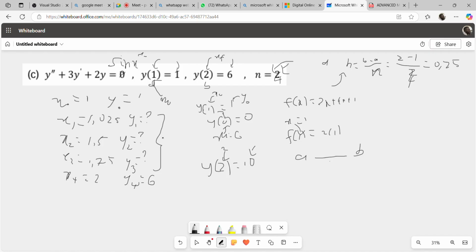So this is what you do as first step. You get your step, your h, and then you add the h in each of these until you get the value of your final x and y. From there, you need to solve for the y's in between, which are called interior mesh points.